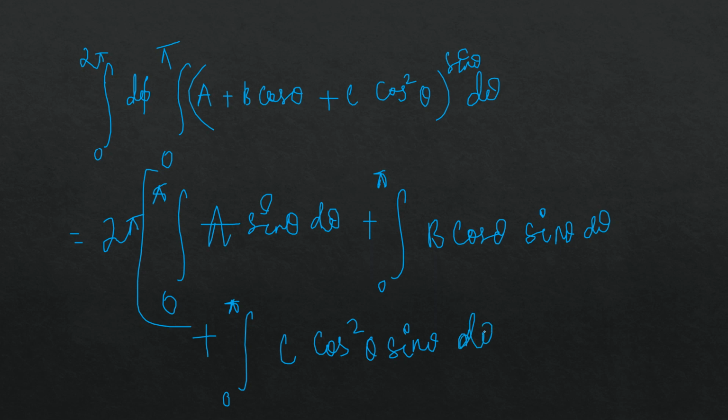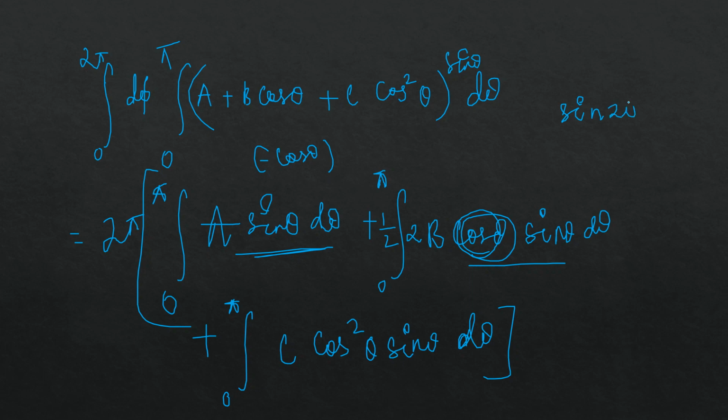So here the integrations are easy. Integration of sine theta dθ is how much? Minus cos theta. Integration of cos theta into sine theta dθ, tell me this one, this is interesting. Otherwise, you can multiply by 2 and divide by 2, isn't it? So 2 sine theta cos theta is sine 2 theta, and integration of sine 2 theta is minus cos 2 theta by 2. So just put it here. The limit will be 0 to π, and for this one also the limit is 0 to π.